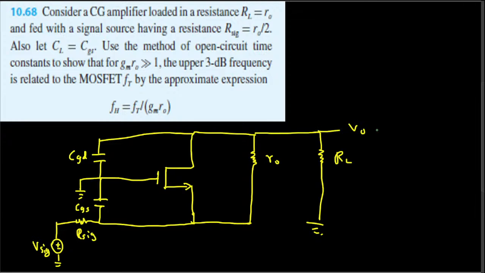This is the output voltage, and this is how the diagram of the common gate amplifier looks like. And this one here is 1 over gm and all the stuff. We can also draw the small signal equivalent model of this by considering Rsig equal to RO divided by 2, which is mentioned in the question. They also mentioned that RL is equal to RO. Considering all that, we can draw the small signal equivalent model. That one looks like this.